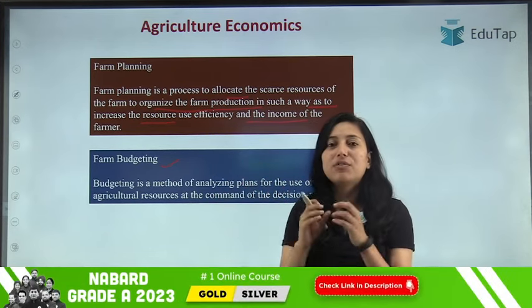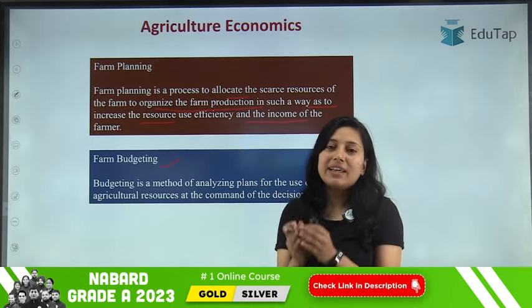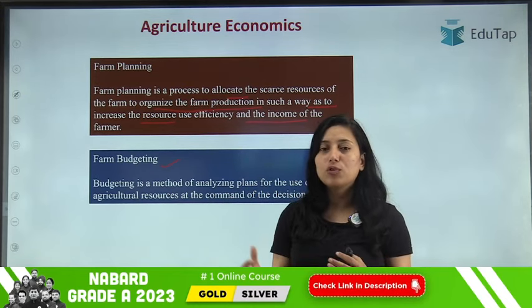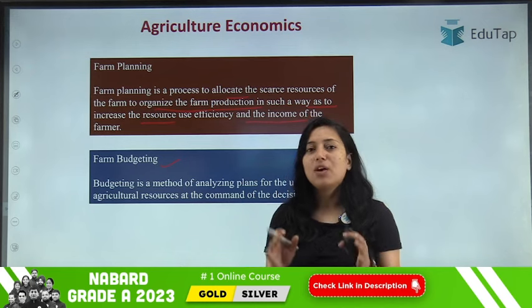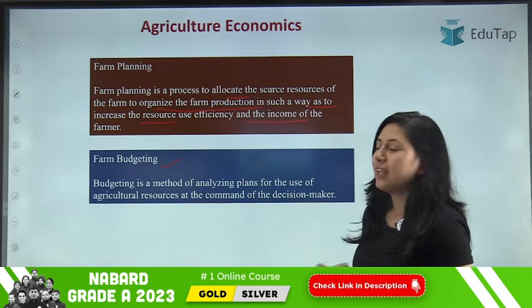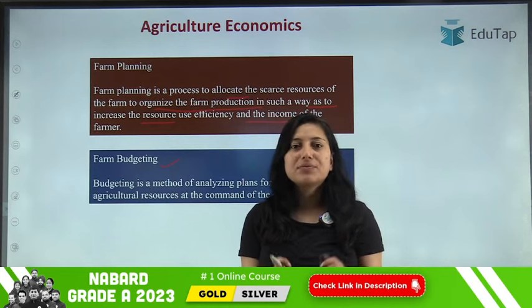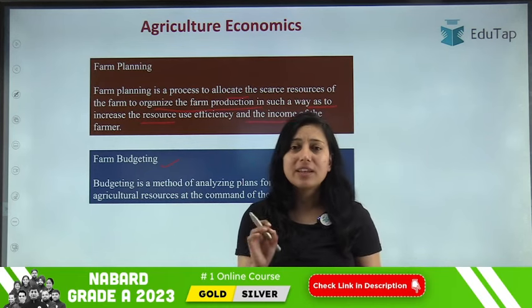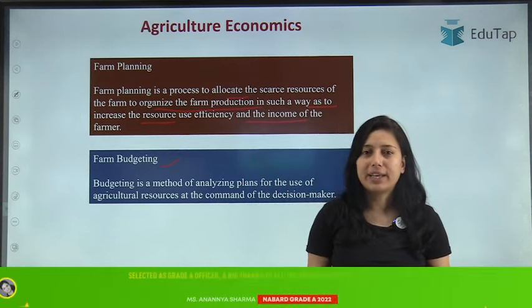That is known as farm budgeting, when we are taking account of all the inflow and outflow of the farm for a particular period of time. Now I hope what farm planning and what farm budgeting are is clear to you. Now your farm budgeting can be of 4 types.